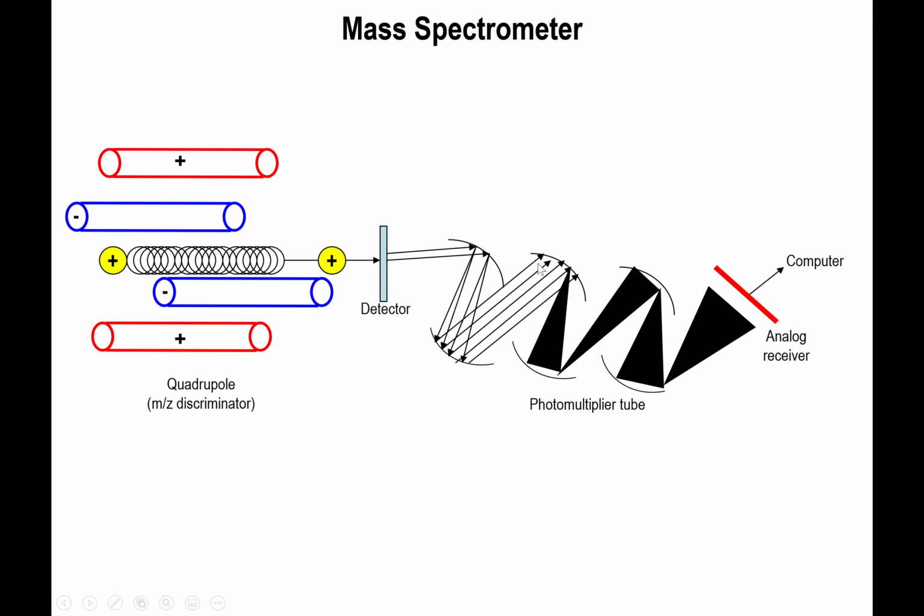So you end up with this cascade event of amplification to the point where a single cation hitting the detector can be amplified to a million, maybe even billions of times. So you need very little concentrations in order to detect samples. And this is one of the beauties and the power of mass spectrometry.